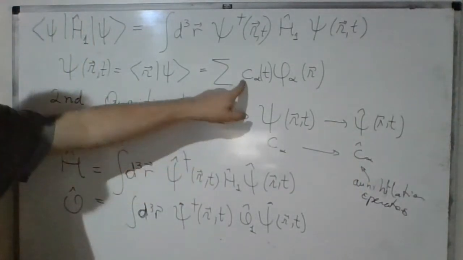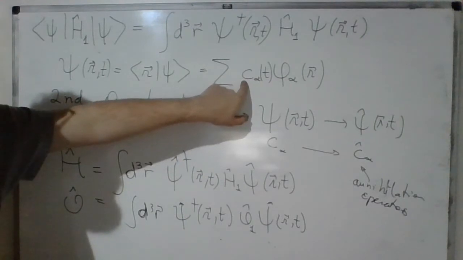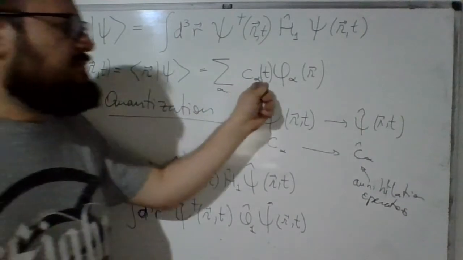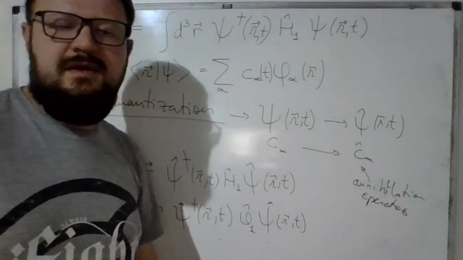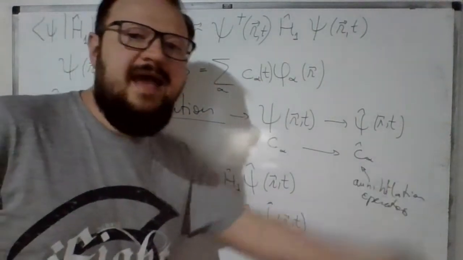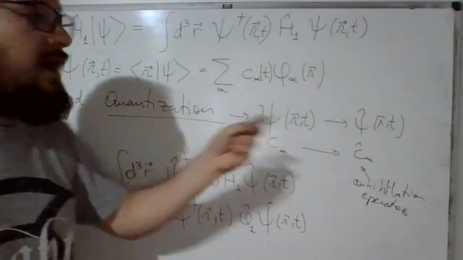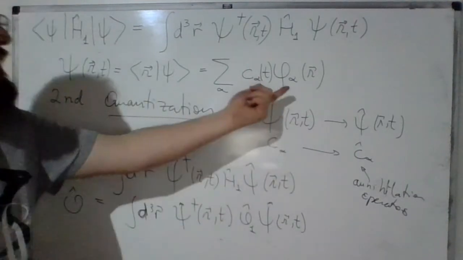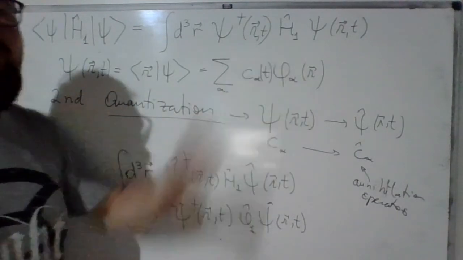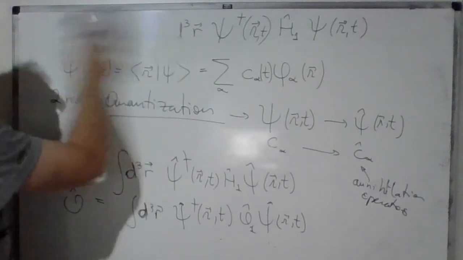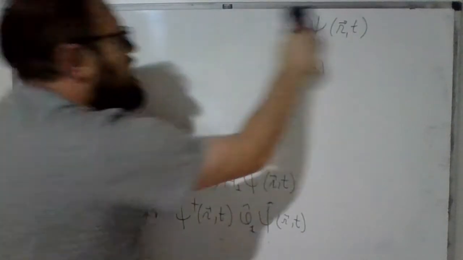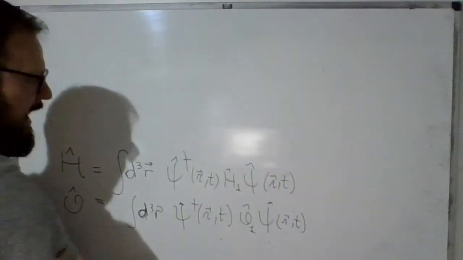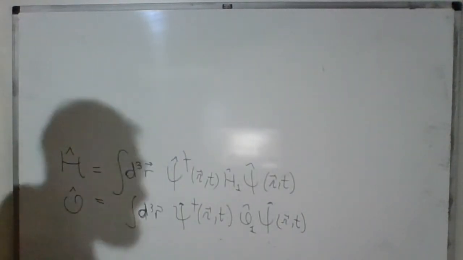So this object here, which is a complex number, now becomes an annihilation operator which annihilates a particle in the state alpha. Of course, if you have a psi dagger, it will create a particle in the state alpha. Just remember that this basis here is complete. So let us just work out what happens in this scenario here.